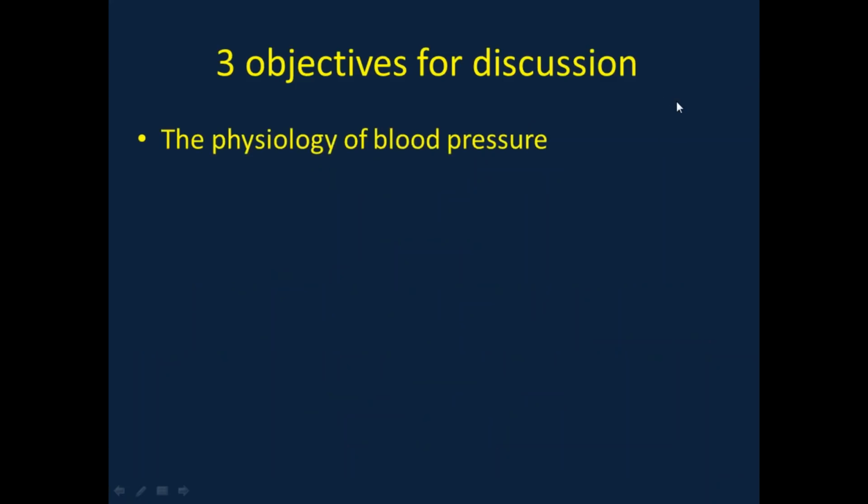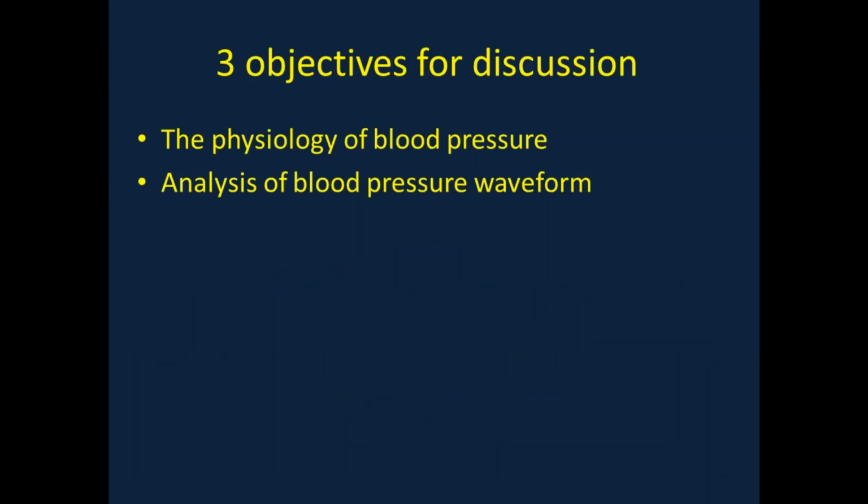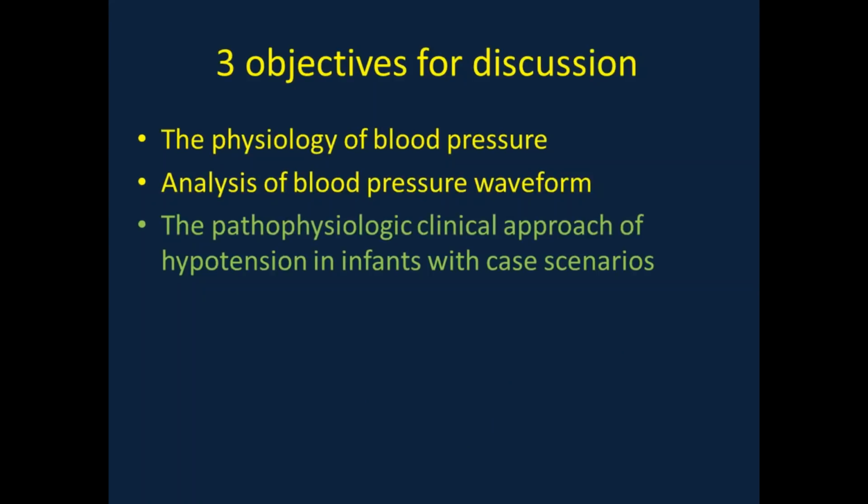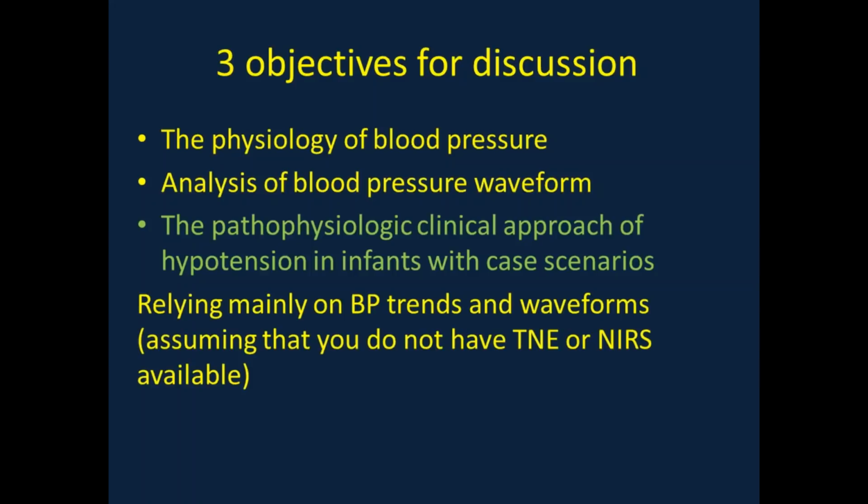I have 3 main objectives for today. The first objective, a discussion about the physiology of blood pressure, and then analysis of the blood pressure waveform, and then the pathophysiologic clinical approach to hypotension in infants with some case scenarios at the end. I will be relying mainly in this presentation on blood pressure trends and waveform, assuming that you don't have TnECHO or NIRS available. So if you are able to rely on the blood pressure in a pathophysiologic or physiologic way, that could be enough, and if you know how to deal with these numbers correctly.